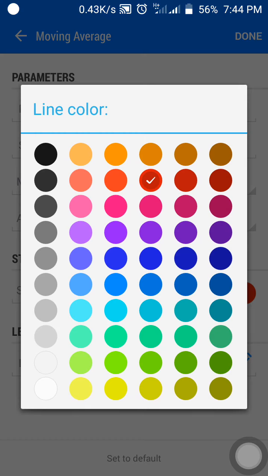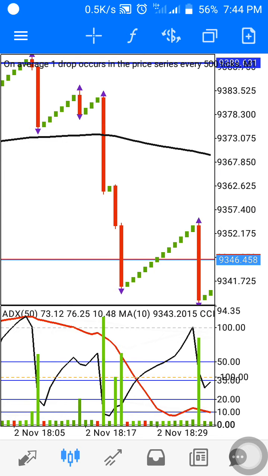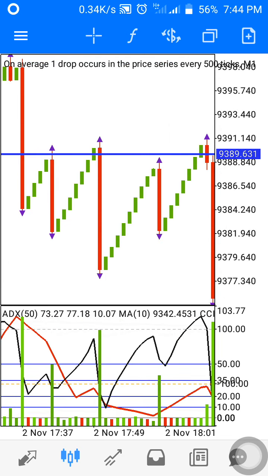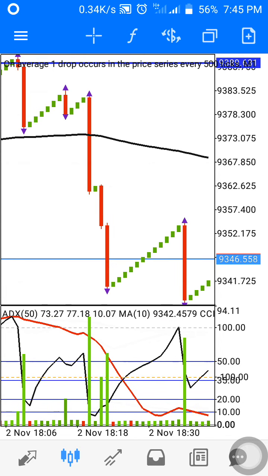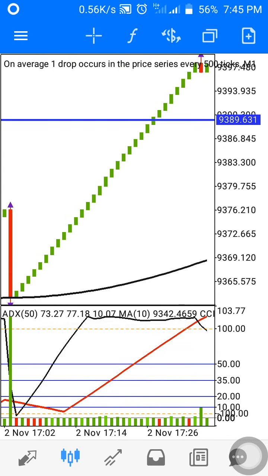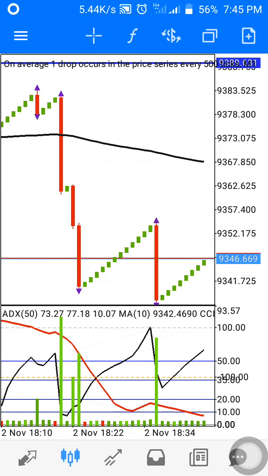I will use the black line because I love it, as it serves as a dynamic support and resistance level. This average 200 can be used to catch spikes. All right, so now let's go to that. How do we catch spikes in the first place?